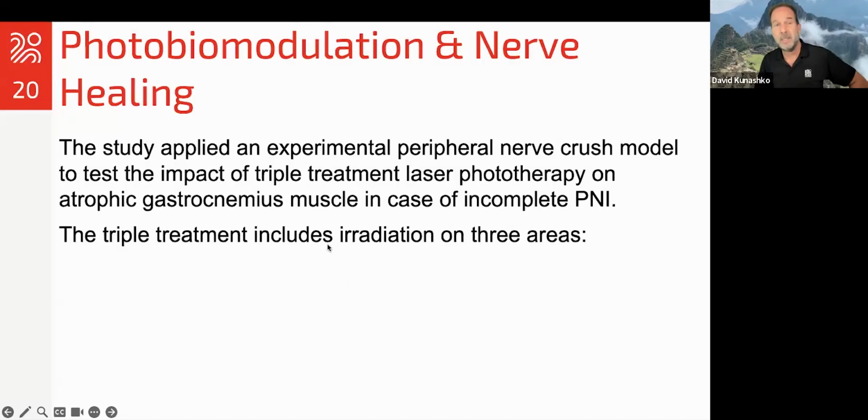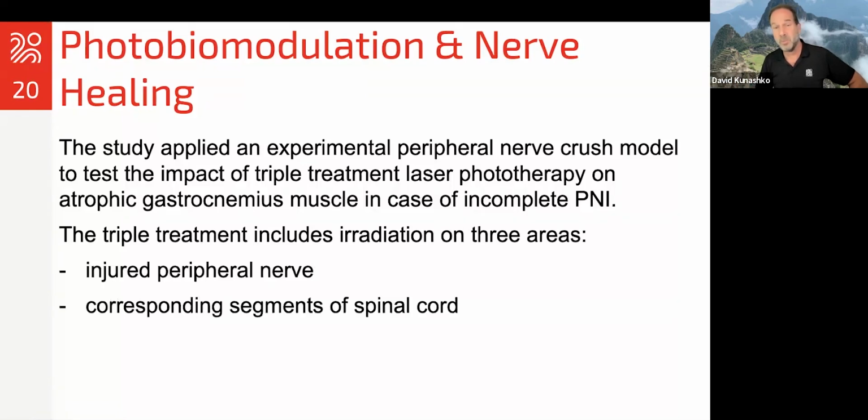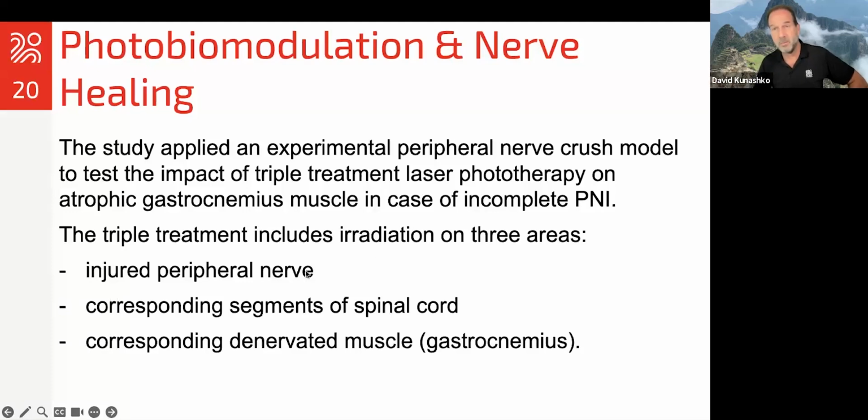This particular study looked at an experimental peripheral nerve crush model, and they looked at three areas where they were treating. This is clinically relevant. I'll talk about that as we go along. Those three areas are the actual injured peripheral nerve, in this case the sciatic nerve, the corresponding segments of the spinal cord, and then any muscle involved. Just to back that up, if you're treating sciatica, you want to treat around the spine, the exiting nerve roots, the sciatic nerve, and then where the sciatic nerve innervates, especially the muscle. So that's what they're talking about here.